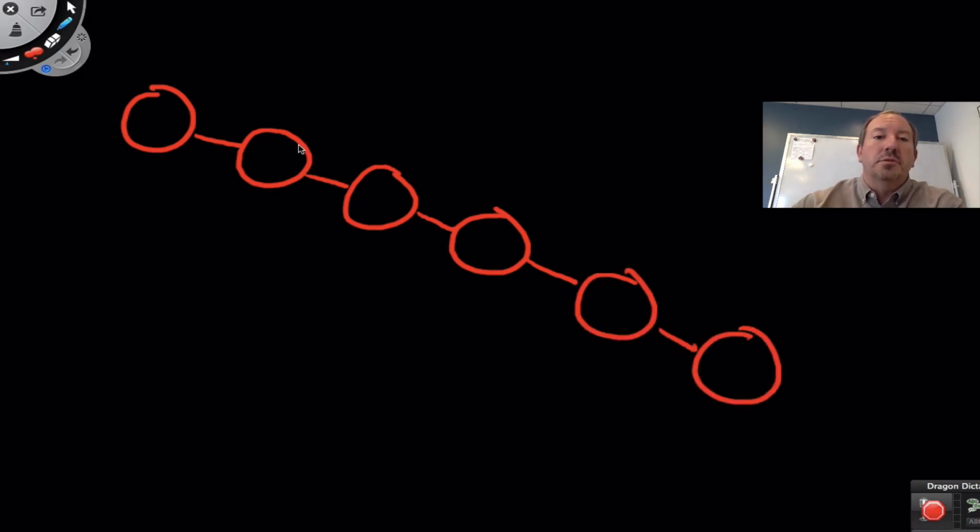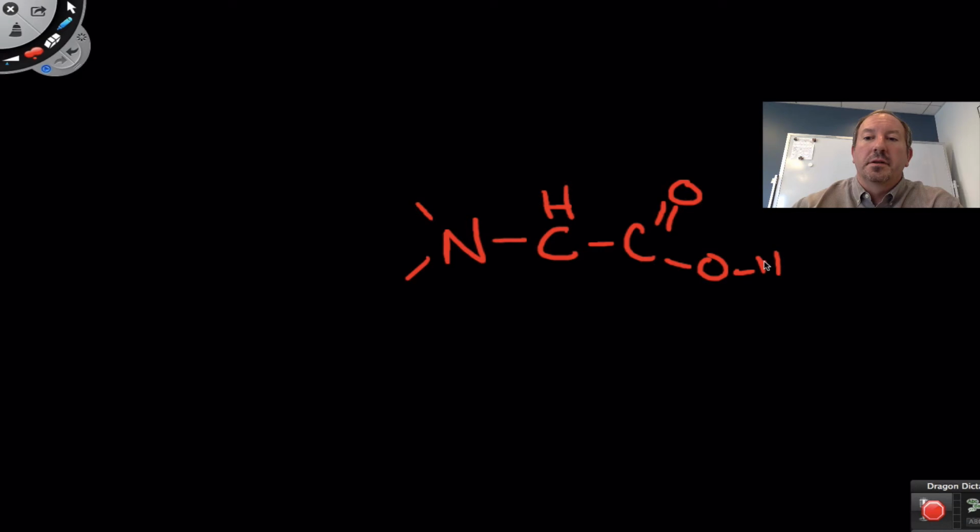Each single one is considered to be a monomer. You remember that term somewhere from your past, or maybe it's new? Monomer. But collectively, it's considered to be a polymer because there's many of them. And so amino acids can link together this way. What's interesting about that, if I might just for a second, if I have an amino acid, I'll just draw it in like this. Here's my amino acid, and here's my R coming off the side here.